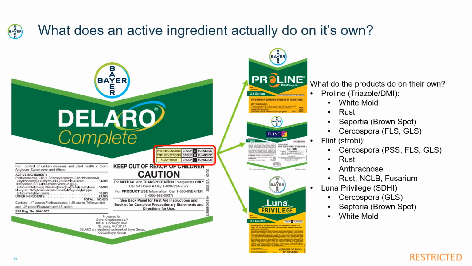Just looking at our label, you'll see that we have the group codes of the group 3 triazoles, the group 11 strobilurins, and the group 7 SDHI. You can see that our solo brands that we sell in some other horticultural and specialty crops, and you can see the diseases in both corn and soybeans that they all overlap on, whether it's a triazole, the strobilurin component, or the SDHI.